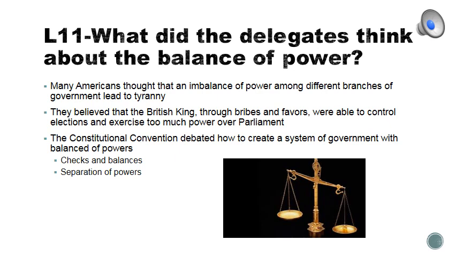So the Constitutional Convention debated how to create a system of government with balance of powers. There's going to be checks and balances and a separation of powers between the federal government and state governments through a system called federalism.